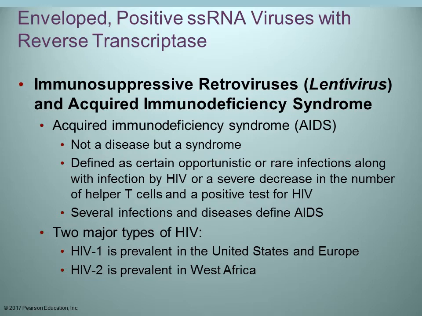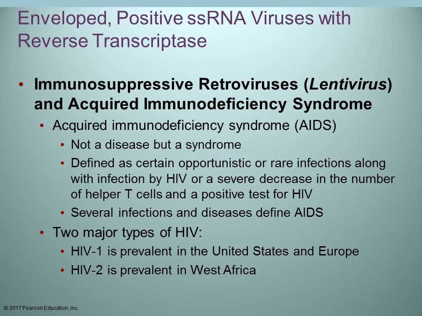Usually what happens is there are certain infections that are fairly rare that typically are only seen with AIDS patients that can be used to help to essentially diagnose it. It can be diagnosed when you have those particular symptoms, a positive test for HIV, and also a decreased number of helper T cells. So there's several different infections and diseases that are associated with AIDS.